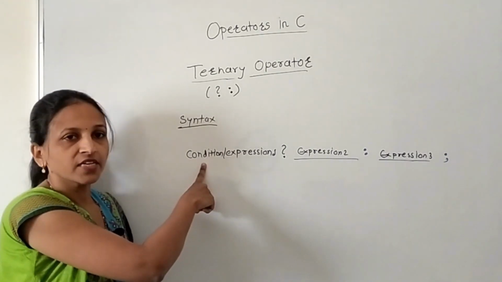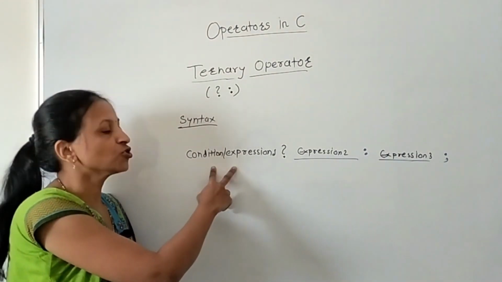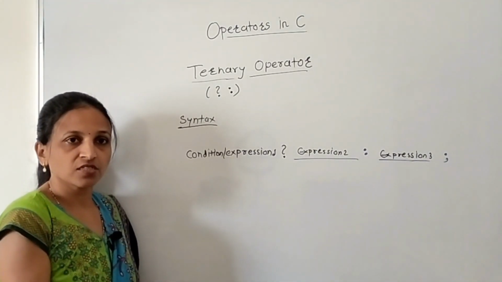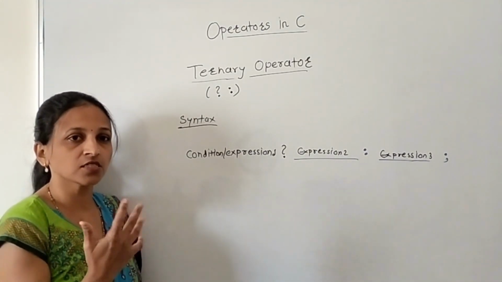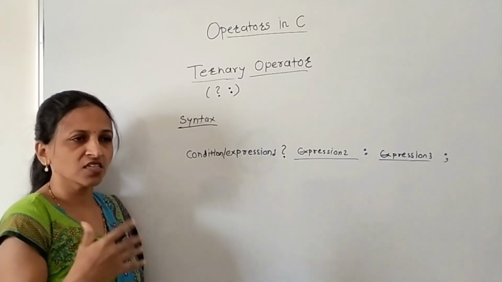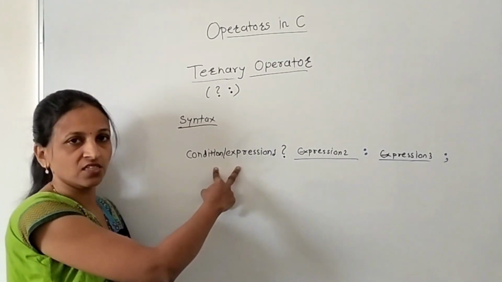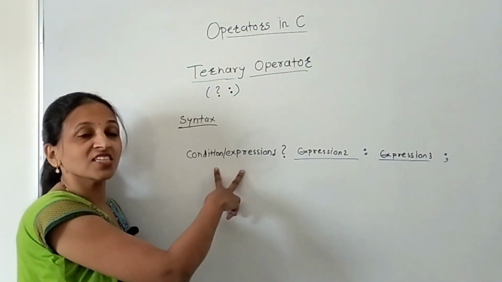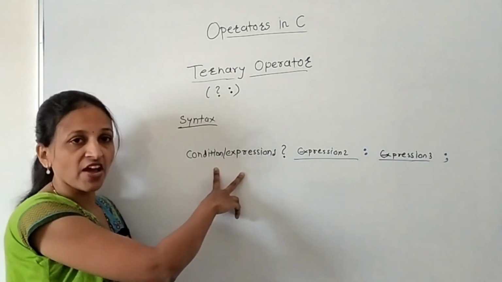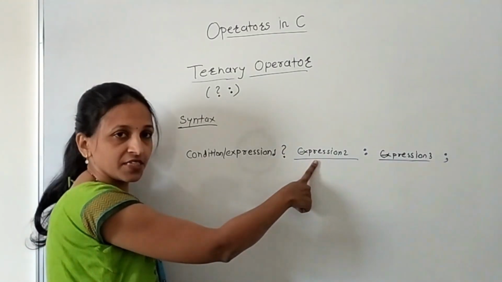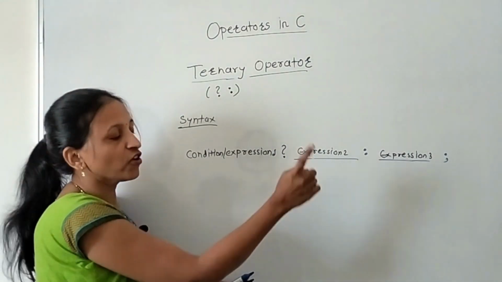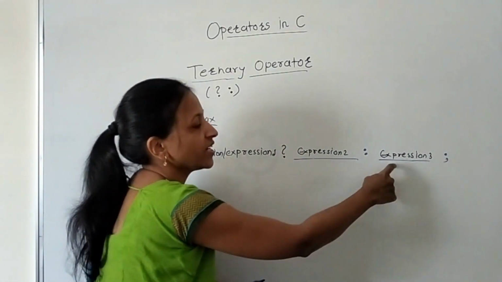See, here we have written that condition or expression. Here actually we have to write any expression. Normally it is a conditional statement. Conditional statement means suppose you want to check for any condition, that you have to place here. Now if that condition results true, then what value should get returned, that we have to write here, and if it is false, then what value should get returned, that you have to write here.